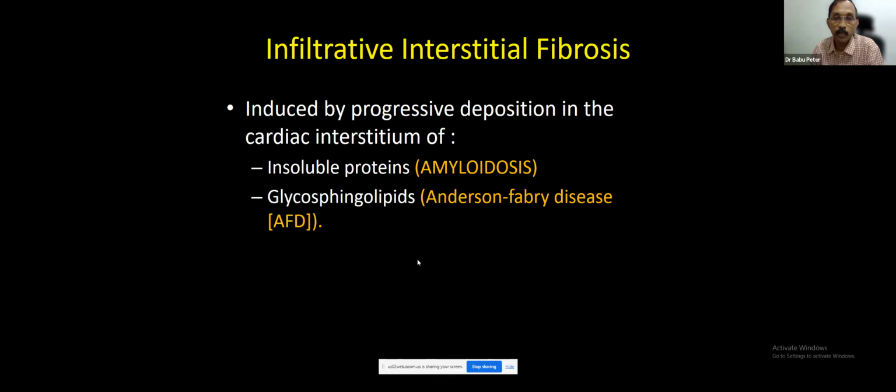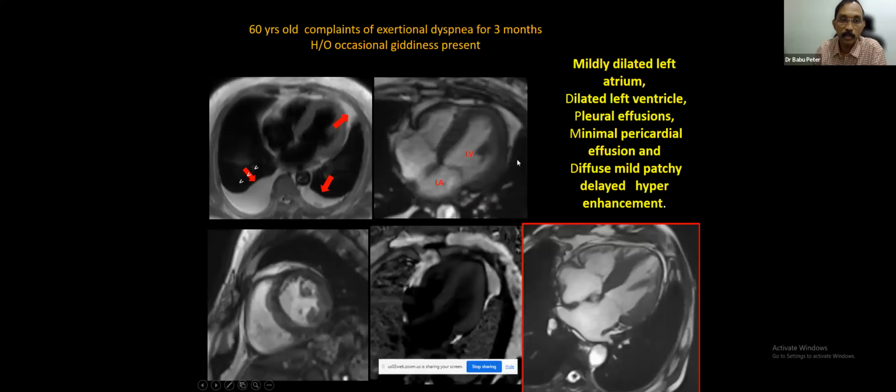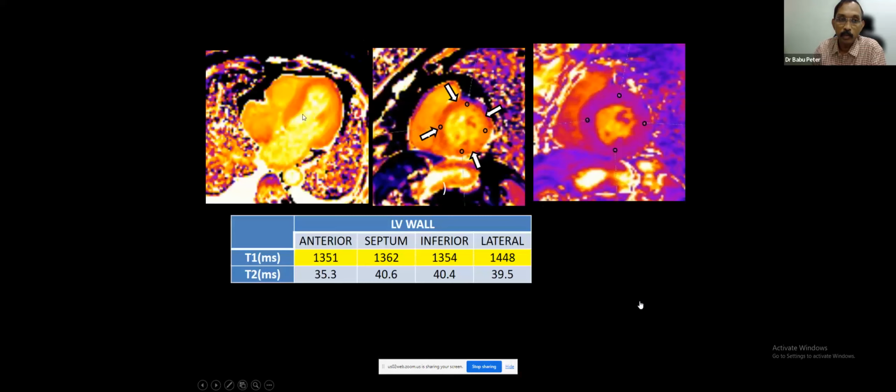The next is the infiltrative interstitial fibrosis, which is caused due to the deposition in the cardiac interstitium, which can be due to insoluble proteins as in amyloidosis, or due to glycosphingolipids as in Anderson-Fabry disease. So this is a typical case of a cardiac amyloidosis, where you can see bilateral pleural effusions, pericardial effusion is there, and there is interatrial septal thickening. The valve leaflets are also thickened, with thickened left ventricular myocardium. And the native T1 values are significantly increased, which is more than 1,350 measured in the septum, and also the inferior and lateral walls.